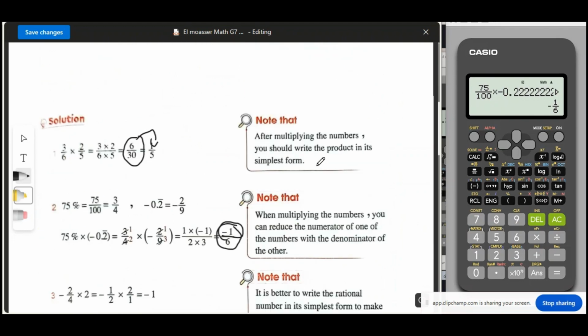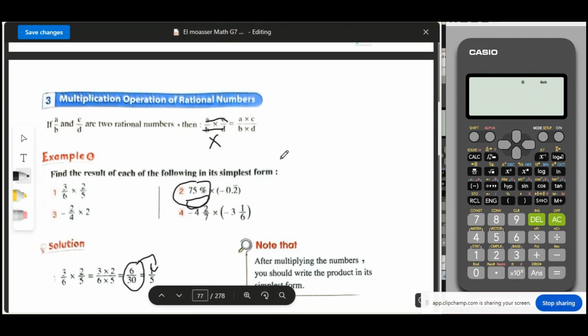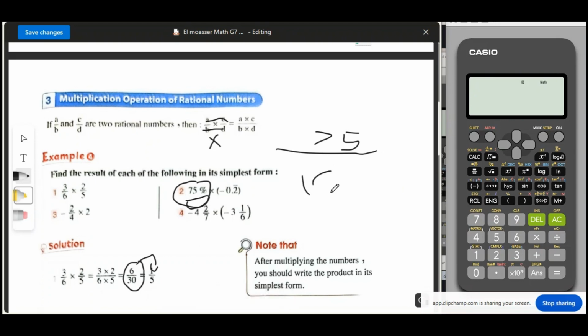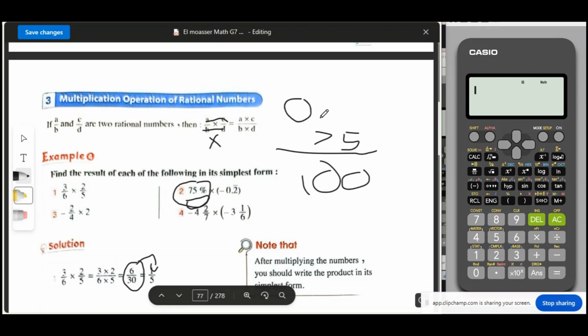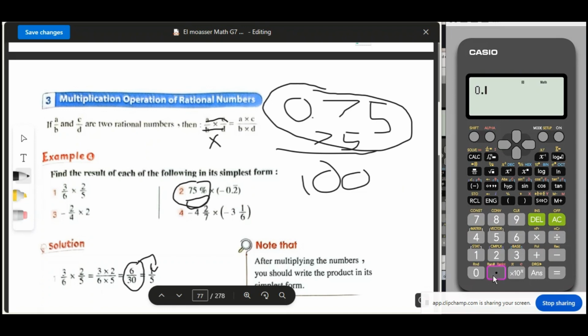So don't forget that the percent, without using a calculator, is the number over 100. 75% is 75 over 100, and dividing them should give you 0.75. Now, how can you convert it into a percent? Just type 0.75 times 100. This is a very simple rule. Just get the number, make it times 100, and it will give you the number in percent. Look, 75%.